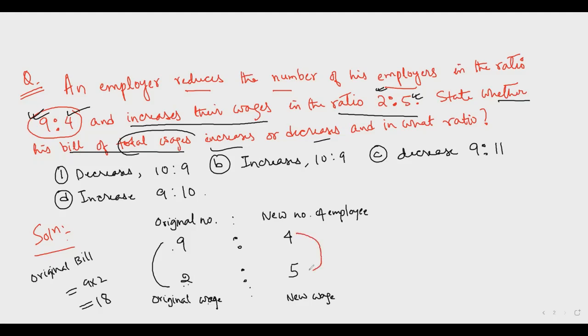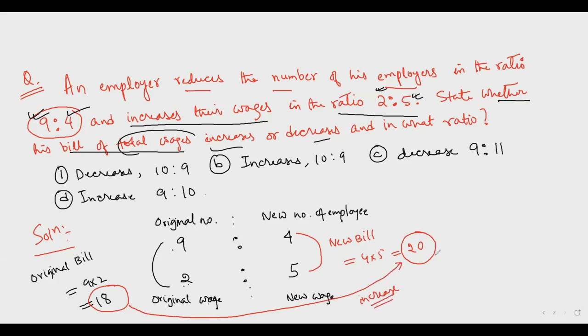Similarly, what is the new bill? 4 into 5, which is going to be 20, right? The original bill is 18. The new bill is going to be how much? 20. So increase or decrease? Obviously, the bill will increase. It was 18 spent, now 20. It becomes 20.